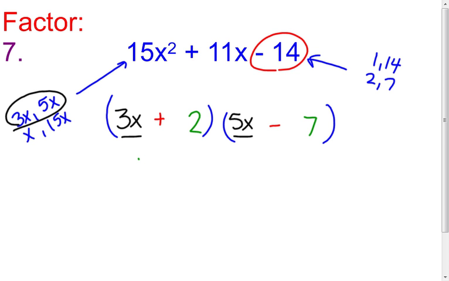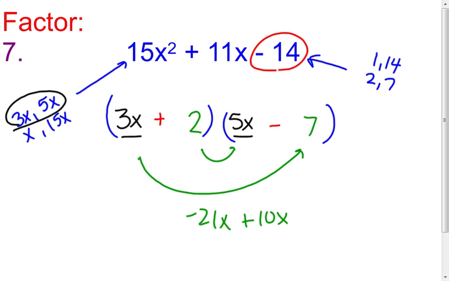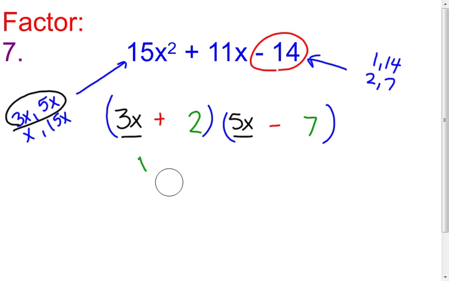Okay? So here we go. Outsides, negative 21x. Insides, 10x. Negative 21x plus 10x is negative 11x. I need to have positive 11x in the middle instead of negative 11x, so I am going to switch the positives and the negatives around, and that should do it. Okay, so here we go. 3x times 5x is 15x squared. Oops, sorry, I did not do that right.